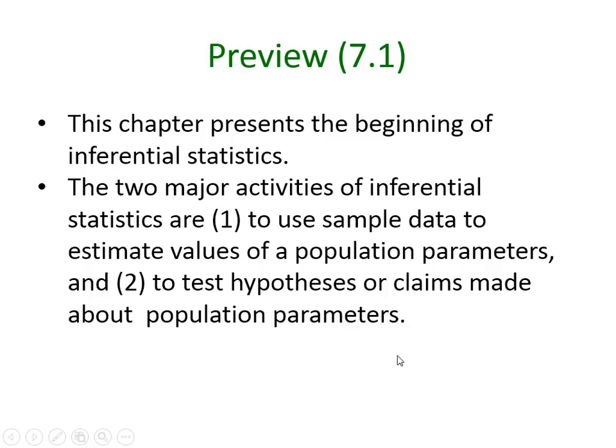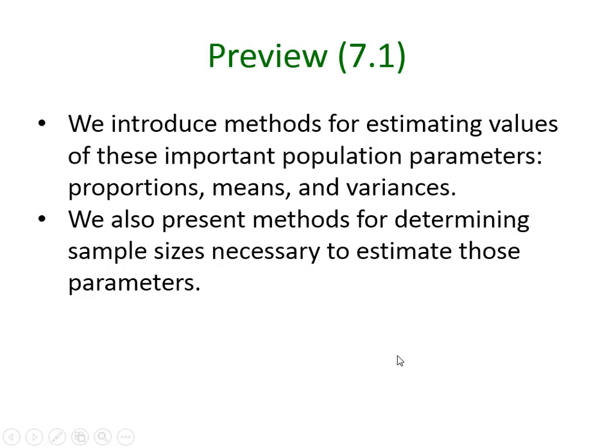Chapter 7 focuses on using the sample data to estimate the values of the population parameters. Chapter 8 is going to look at testing the hypotheses. Both of these are main places that we're heading towards. We're going to introduce methods for estimating values of these important population parameters: the proportion, the mean, and the variances. We also present methods for determining the sample sizes necessary to estimate those parameters, which is deciding how big N needs to be to have a large enough sample to do anything with it.